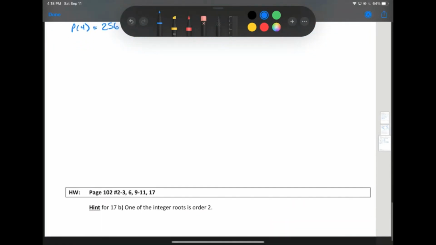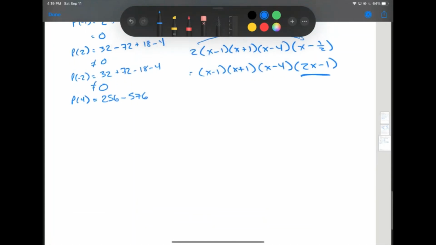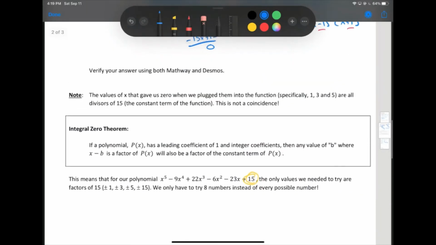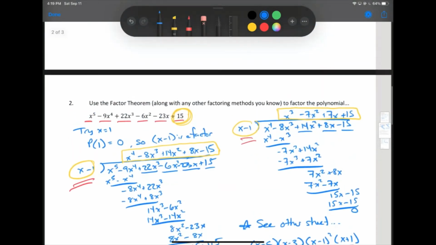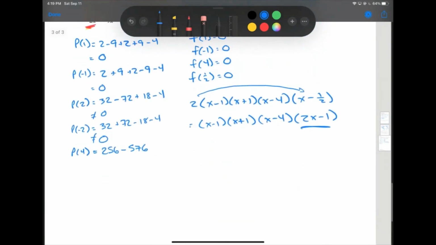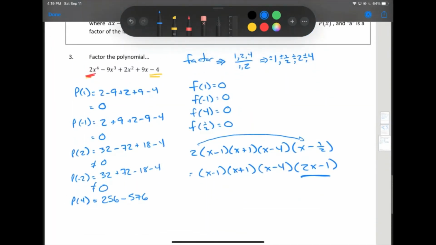Okay. Thankfully, that means we're done. That was a little bit tedious and brutal, but I think you get the point. We can use this method, and you know what? I'm not even going to really distinguish between the rational zero theorem and the integral zero theorem. They're just together the zero theorems. And basically the idea behind them is simple. If you can find a number to plug in that gives you 0 out, it's a factor.